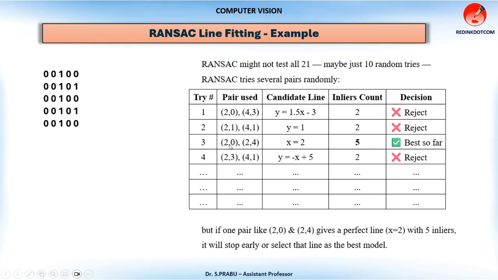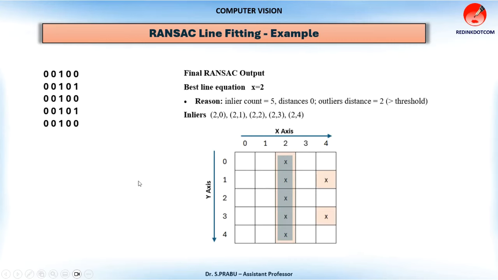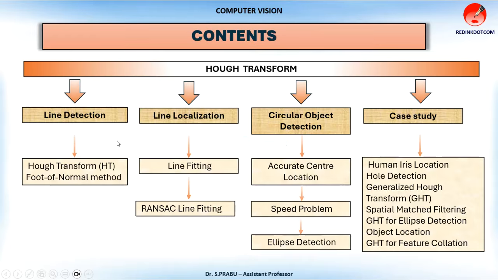It tells us these 2 pixels, from this one to this one, give the best straight line. Finally, those pixels can be drawn as a straight line. So this is the method to fit the line using the RANSAC method. Up to this, we have completed line detection.